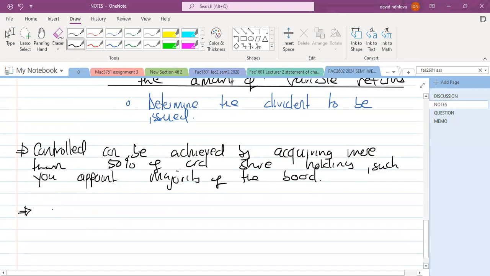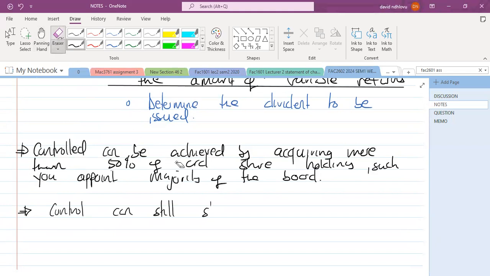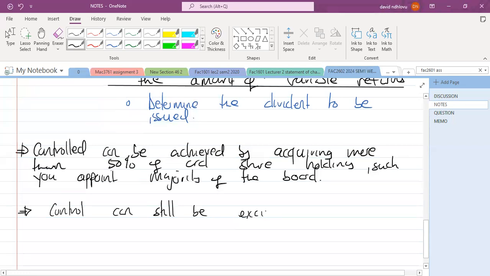Control can still be exercised, can still be wielded, without majority shareholding.